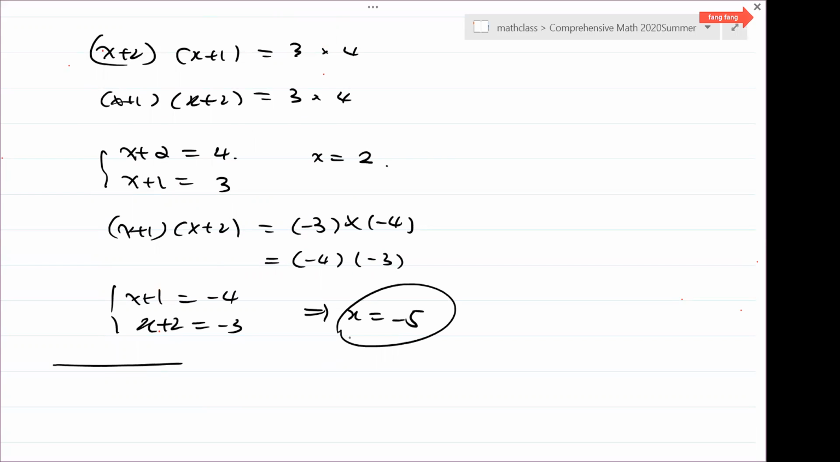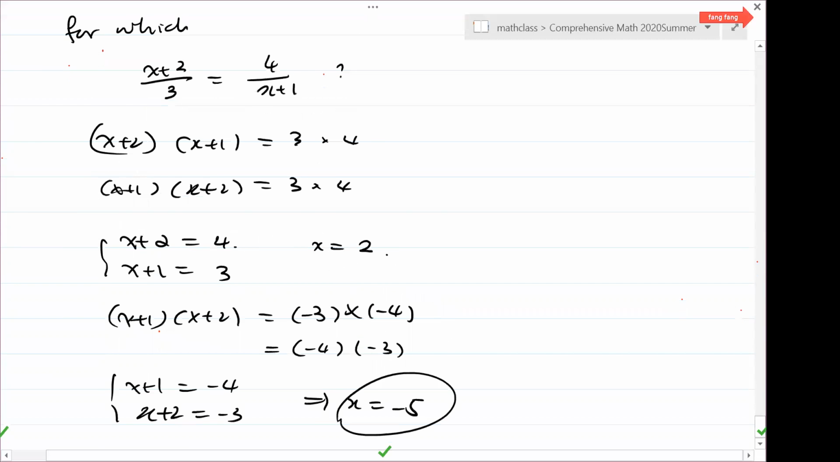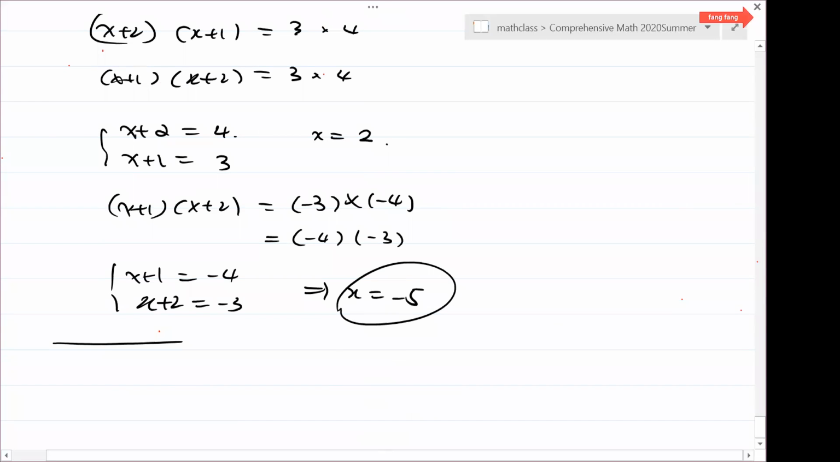If you're too smart, you just recognize, oh, x plus 1 times x plus 2 is a product of two consecutive numbers, and on the right hand side, 3 times 4. So therefore x plus 1 should be 3. Then you get the wrong answer. Okay, now some students probably did not see that. I'm just going to go ahead and multiply this out.